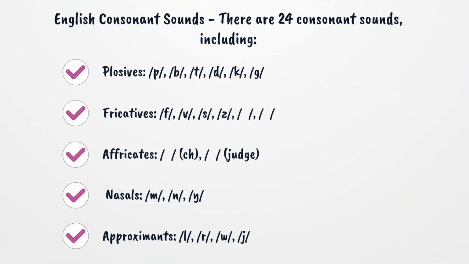English consonant sounds. There are 24 consonant sounds, including plosives: /p/, /b/, /t/, /d/, /k/, /g/; fricatives: /f/, /v/, /s/, /z/, /ʃ/, /ʒ/; affricates: /tʃ/, /dʒ/ as in judge; nasals: /m/, /n/, /ŋ/; approximants: /l/, /r/, /w/, /j/.